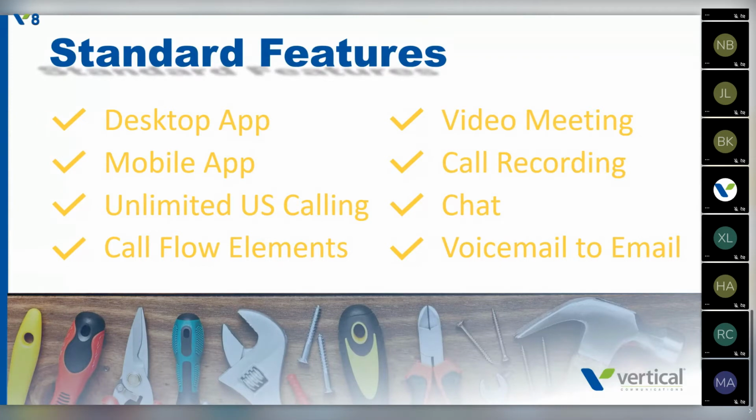They should all have standard call flow elements. These are things like being able to have a call ring multiple extensions, being able to have a call come in and hit an auto attendant that plays options, being able to do advanced voicemail. All of those should be standard at this point. You shouldn't find a solution that doesn't have all of those things in there. I will make a caveat on that.